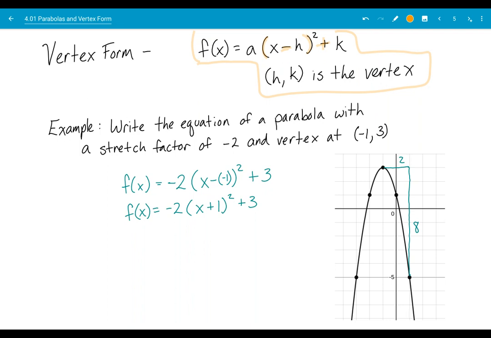So let's look at this example. Write the equation of a parabola with a stretch factor of -2 and a vertex at -1, 3. So the -1 is going to go where that h was, and the 3 goes where the k was. Notice how the -1 also has the minus in front of it. Minus a negative turns into a plus. But the +3 on the outside, because it's not inside those parentheses and it just has a plus sign in front, does not need to change signs. It stays the same. So inside parentheses, change signs. Outside parentheses stays the same.